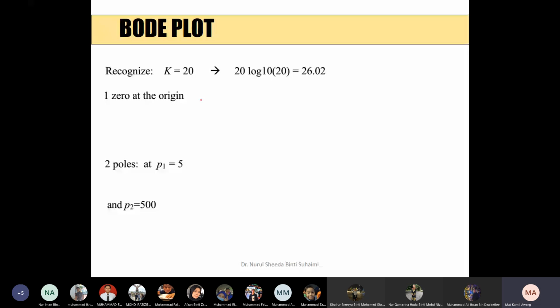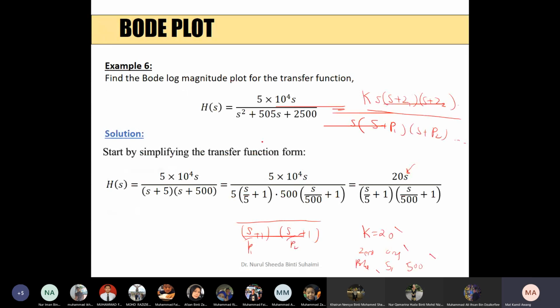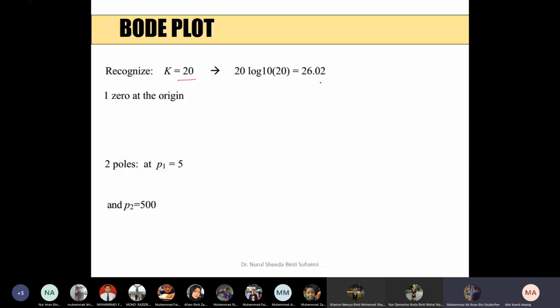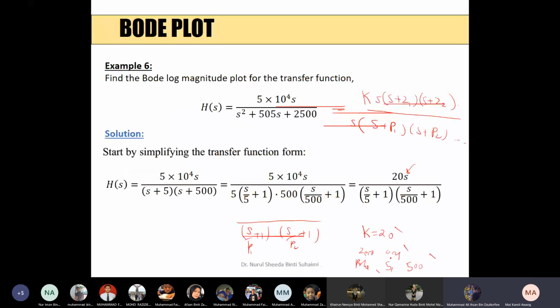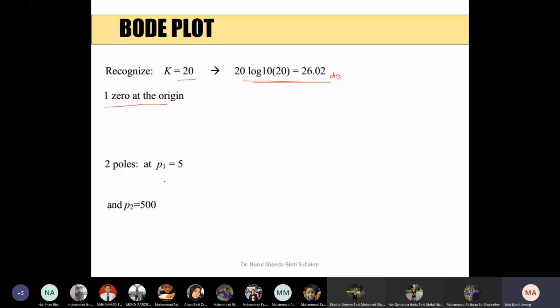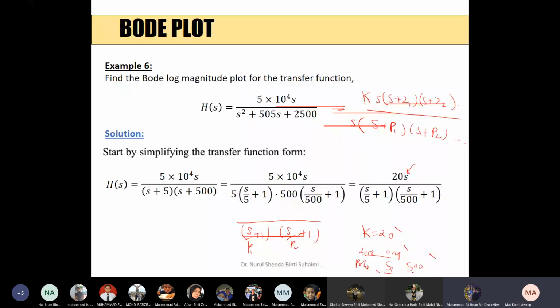So earlier I said K is 20, right? Yeah, I said K is 20. So then you transform it into dB, so it is equal to 26.02 dB. And you have 1 zero at the origin, and 2 poles, 1 pole at P1 and P2 at 5 and 500. Yeah, so you get that.